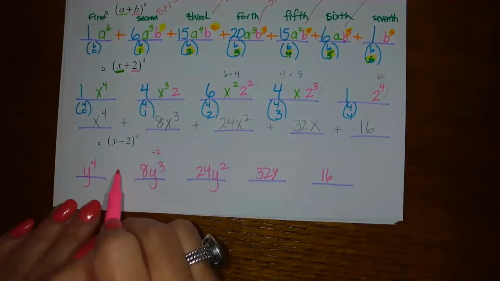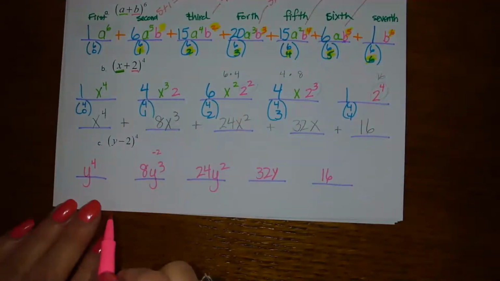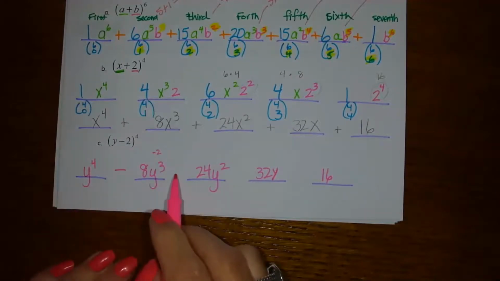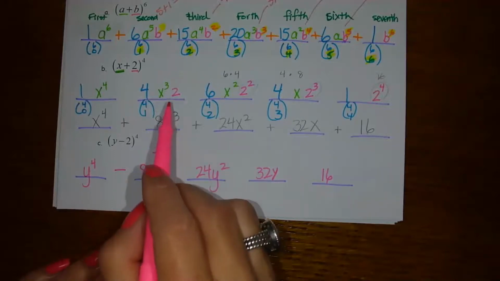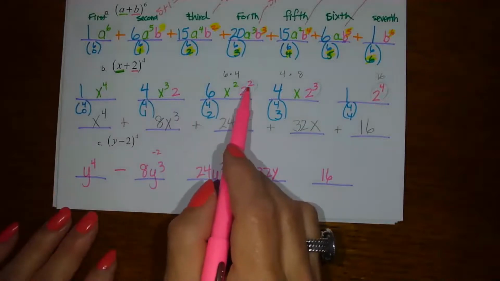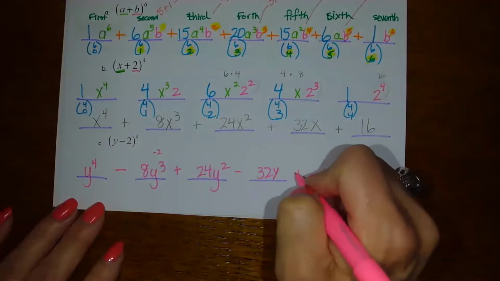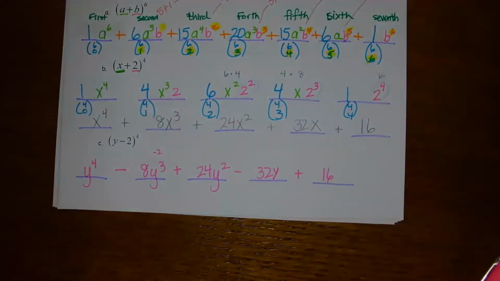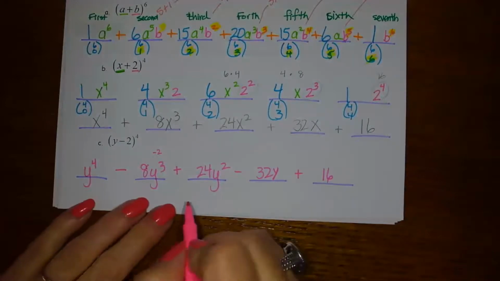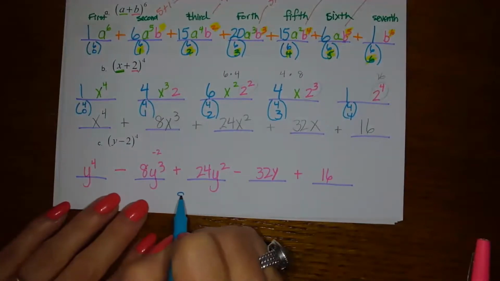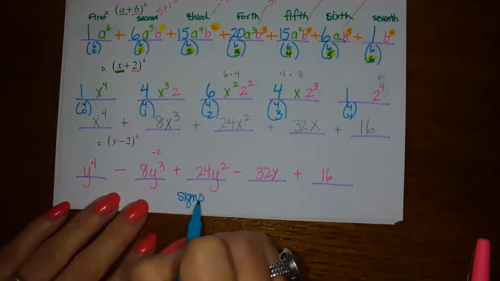So what's going to go here instead of a plus sign? Minus. But then what's going to happen here? Why is it going to be a plus? Because this is what? Squared. So what's going to happen to your signs on this? They're alternating. Why are they alternating? Yes. Let's write a note to ourselves. Signs are alternating.